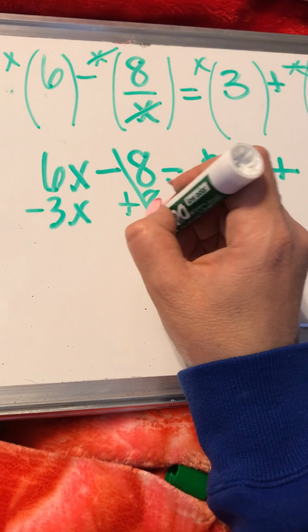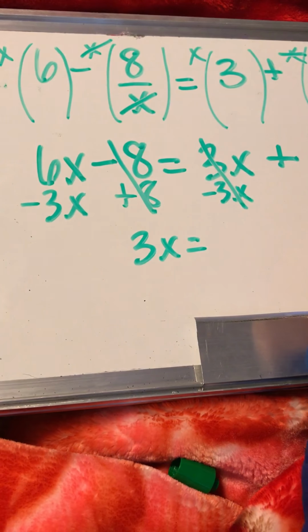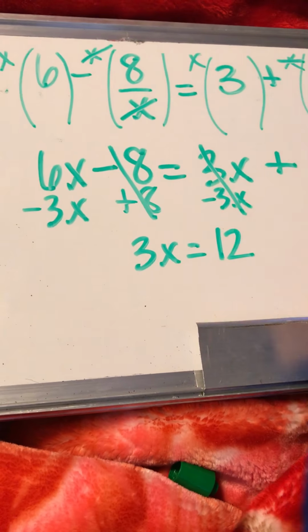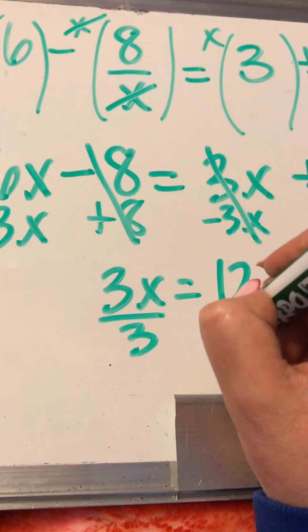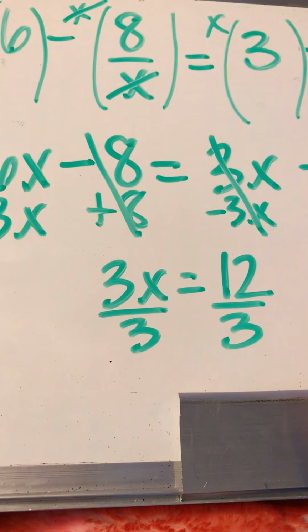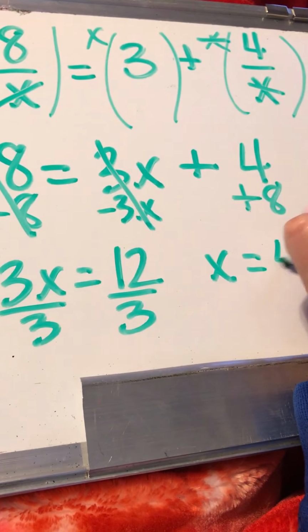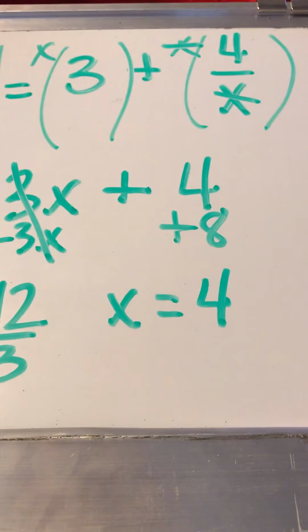Now we have 3x equals 12. Still solving for x. So we'll divide by 3, and x equals 4.